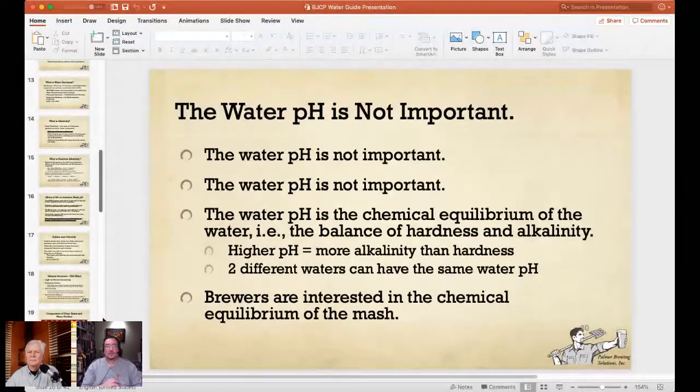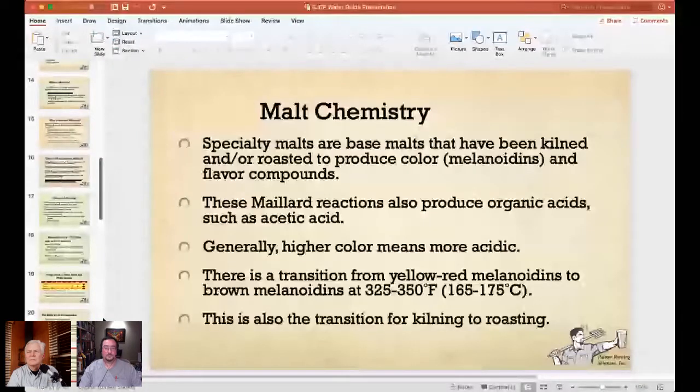Let's talk about malt chemistry a little bit, because we've talked a bit about water chemistry. I'm going to give you an idea of how these two factors come together to create the mash chemistry. Your specialty malts are base malts that have been kilned or roasted to produce color, which we call melanoidins, and flavor compounds. These color and flavor compounds are a result of Maillard reactions, that is, non-enzymatic browning reactions that occur in food.